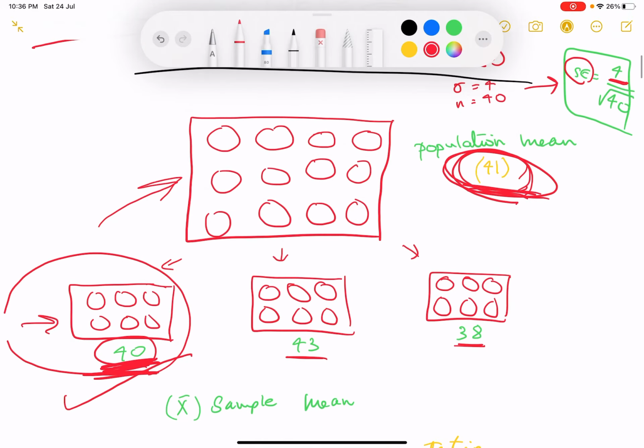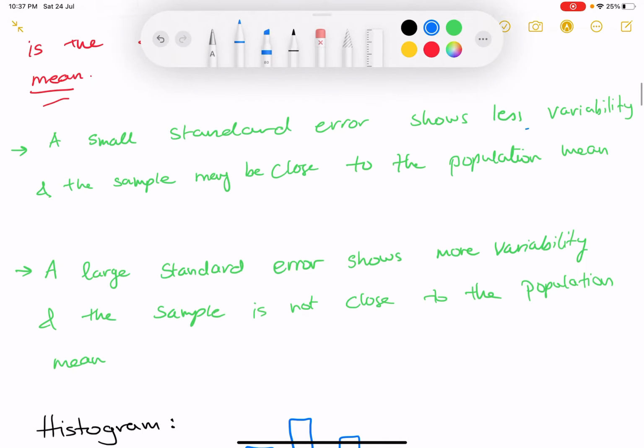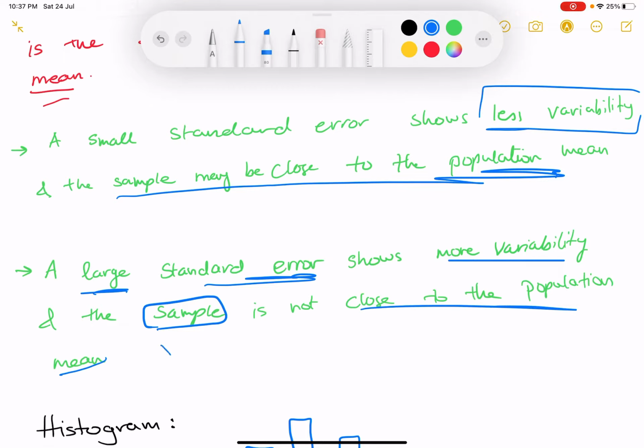So in most cases, we don't know the population mean. And in order to make sure that the sample mean is close to the population mean, we just take the standard error and measure it. If the standard error is small, it shows less variability and the sample may be close to the population mean. If you have a large standard error, then there is more variability and the sample is not close to the population mean, so it's not representative and not a good sample.